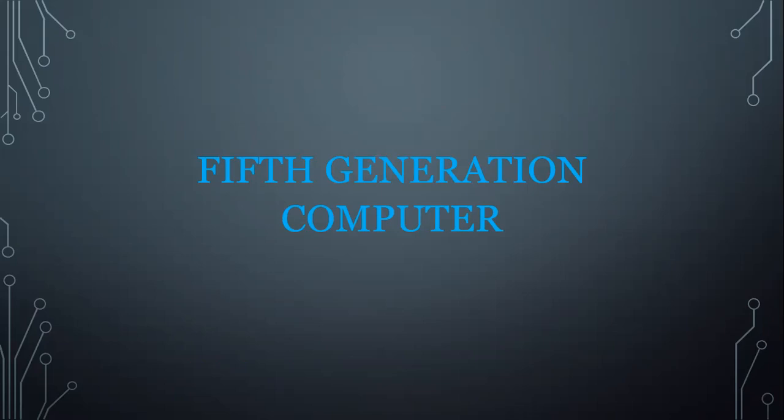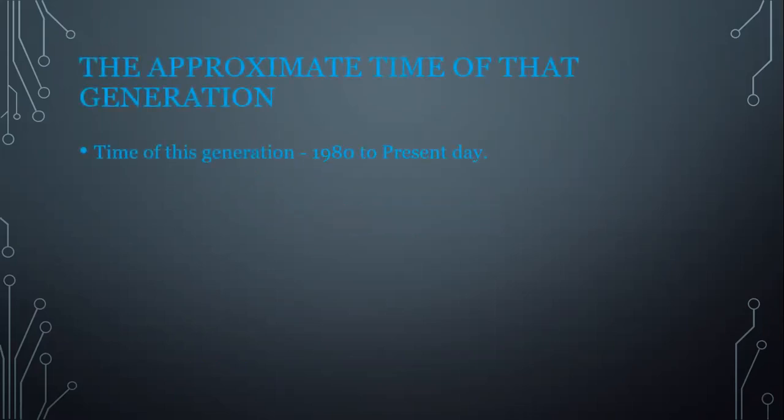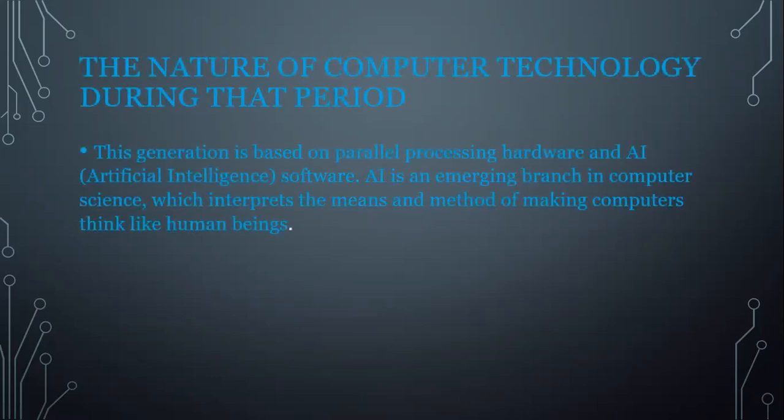Fifth generation computers. This computer generation started in 1980 and continues until the present day. This generation is based on parallel processing hardware and AI, artificial intelligence software. AI is an emerging branch in computer science, which interprets the means and methods of making computers think like human beings.